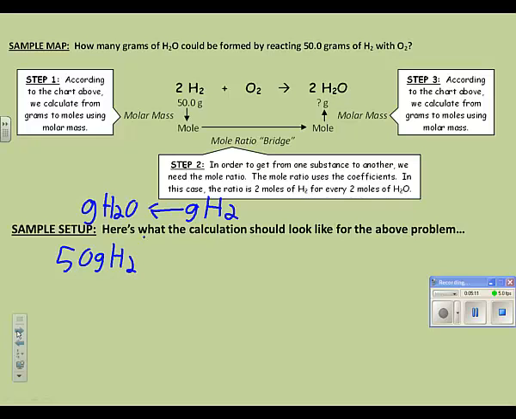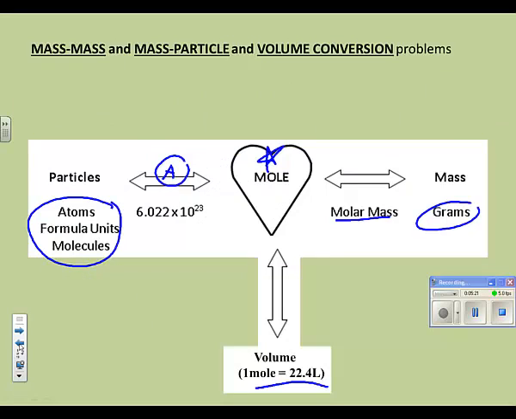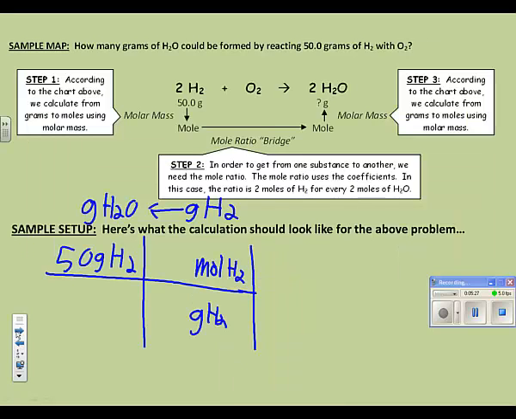So the first thing we've got to do is convert grams of H2 into moles of H2. So you didn't do that. If we go back, we're going from grams to moles, so we're going to use the molar mass of H2. So 1 mole for every 2.02 grams of H2, because remember H2 is diatomic.